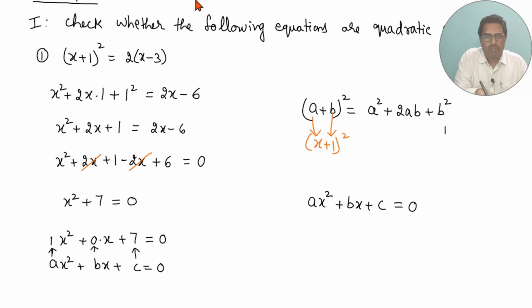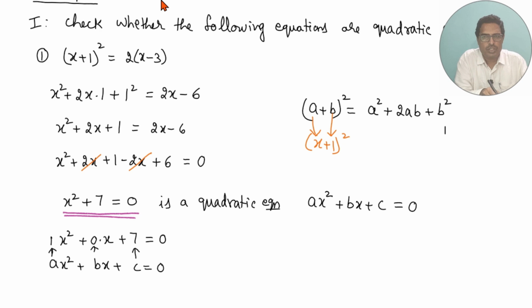Therefore this particular equation that you have got, x square plus 7 is equal to 0, is a quadratic equation. So we can conclude that this given equation is a quadratic equation. Hence the equation that we have, x plus 1 whole square is equal to 2 times x minus 3, is a quadratic equation. Are you getting this one?